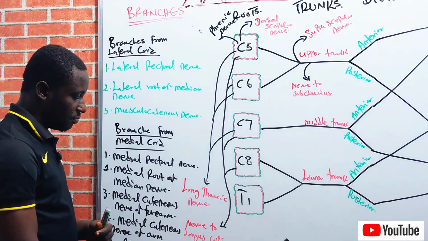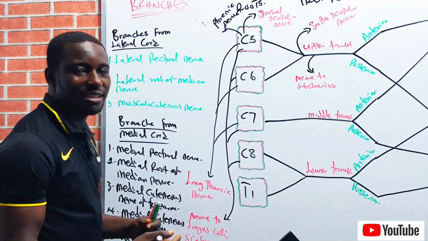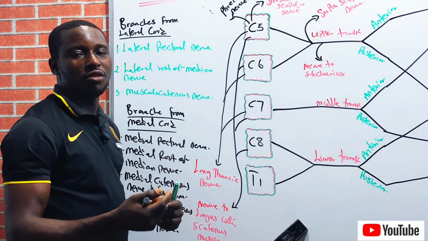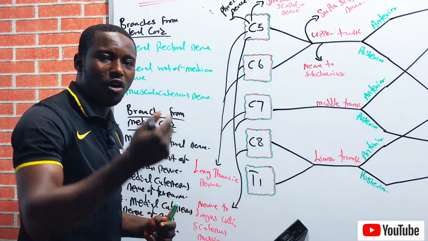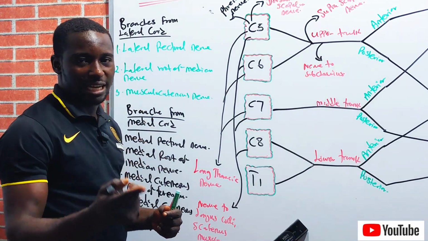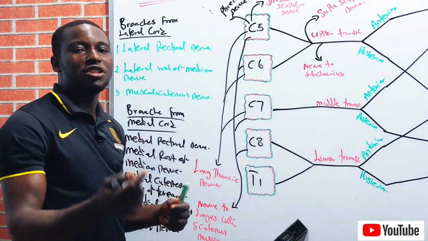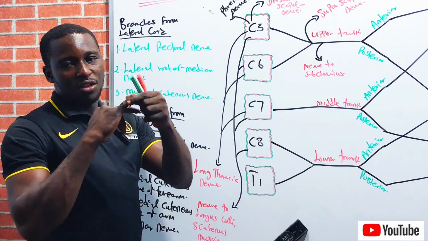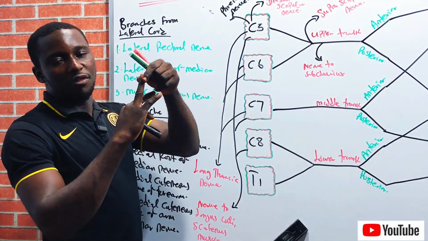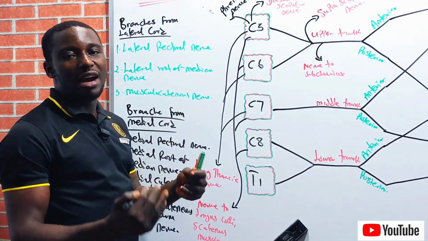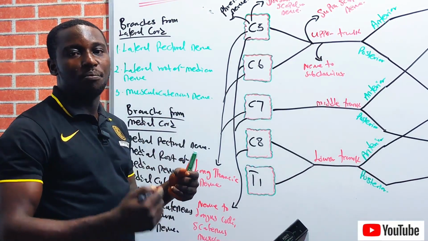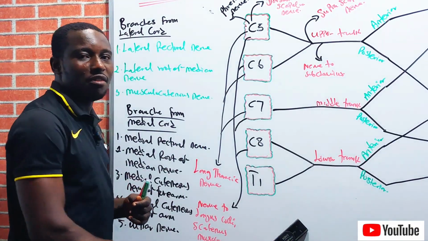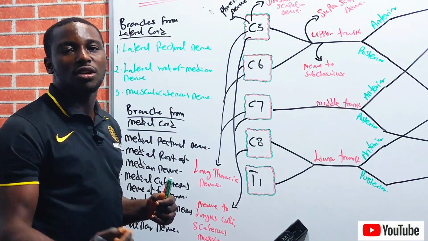The ulnar nerve supplies the muscles in the anterior compartment of the forearm, particularly the flexor carpi ulnaris. The ulnar nerve has a superficial and a deep branch. The superficial branch of the ulnar nerve supplies the pinky finger or the little finger and half of the ring finger, and it also provides sensory innervation to the skin on the medial aspect of the palm. Now, the deep branch of the ulnar nerve supplies all the intrinsic muscles of the hand.